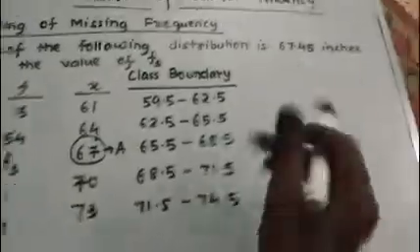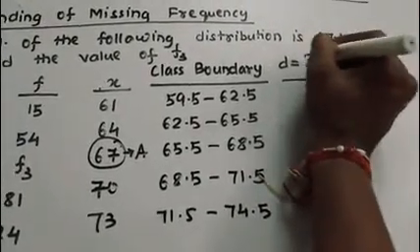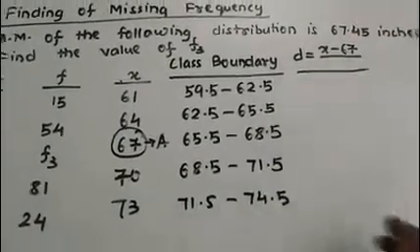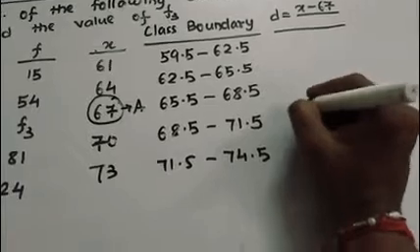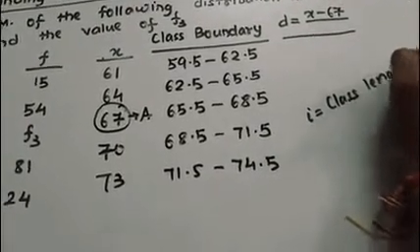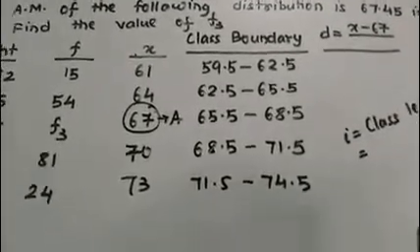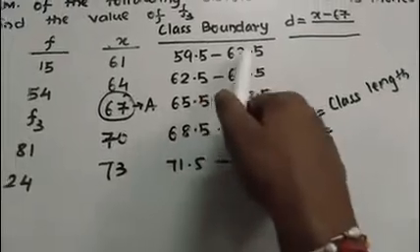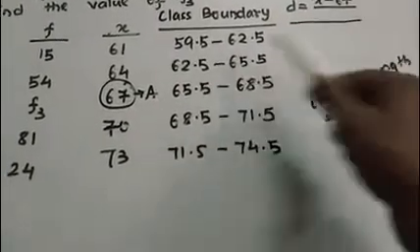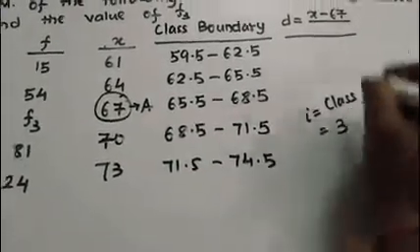Okay, so now let us find the d. d is equal to x minus a, the assumed mean, that is, we have already said, 67, divided by i, your class length. And that definition is upper class boundary minus lower class boundary. That is, 62.5 minus 59.5, that is 3, or 65.5 minus 62.5, that is 3. So i is here 3.